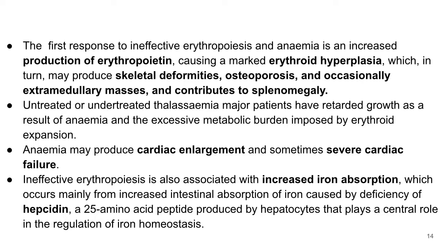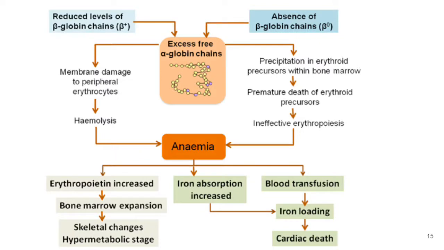Ineffective erythropoiesis is also associated with increased iron absorption, which occurs mainly from increased intestinal absorption of iron caused by deficiency of hepcidin, which plays a central role in the regulation of iron homeostasis. This flow diagram explains the pathophysiology of beta thalassemia.